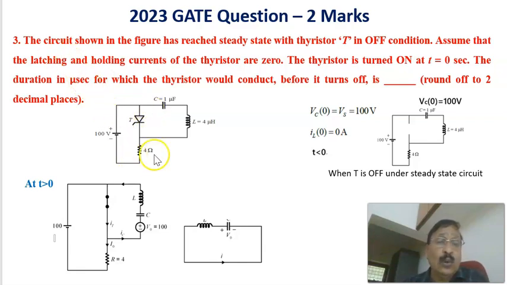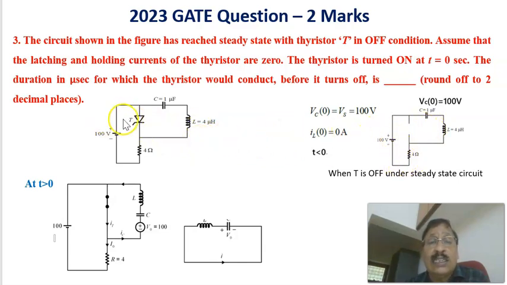Therefore, this is a circuit in which this is a voltage source of 100 volts, this is a thyristor, and this is a load equal to 4 ohms, and this is an LC circuit with C equal to 1 microfarad and L equal to 4 microhenries. At time t equals 0 this is turned on; just before, at t less than 0, this is not turned on. Therefore, the equivalent circuit is this one.